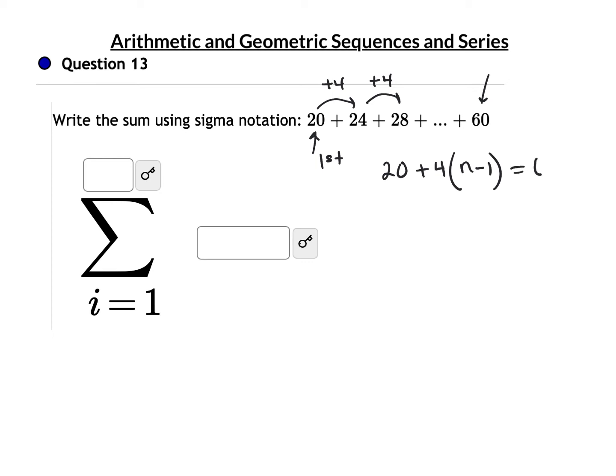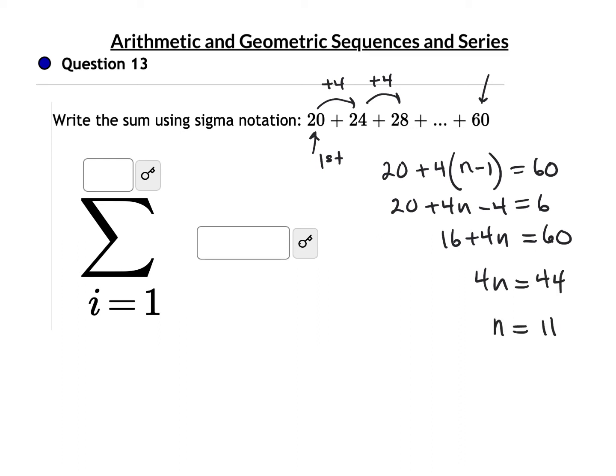The result of this is 60. We get 20 plus 4n minus 4 equals 60. 16 plus 4n equals 60. 4n equals 44. n is 11. I know I'm stopping at the 11th term. There are 11 terms in this series. The series starts at 20, and every time you move forward, it adds 4.